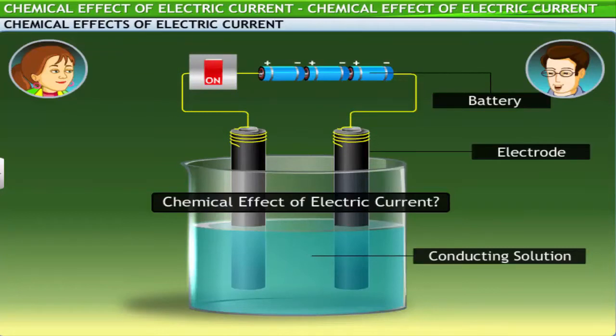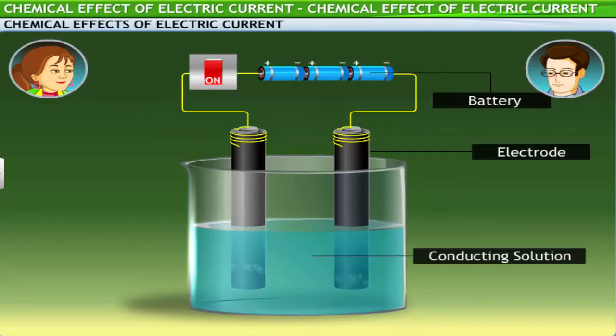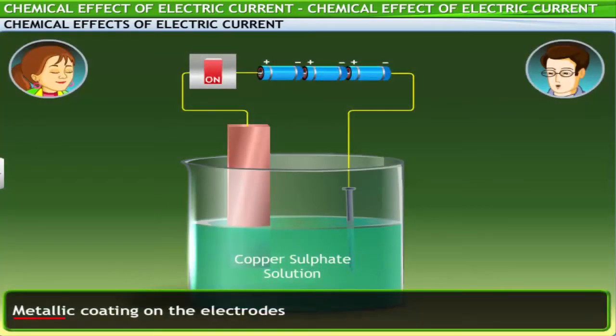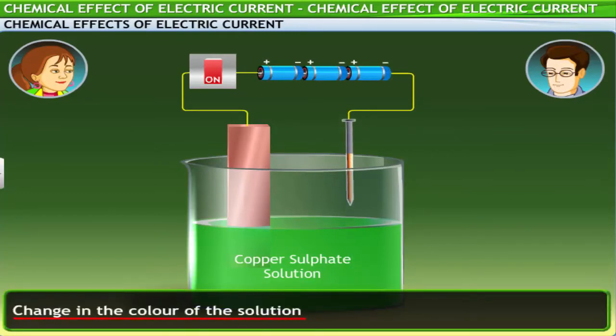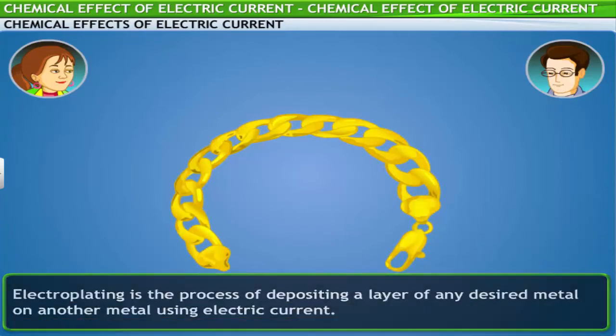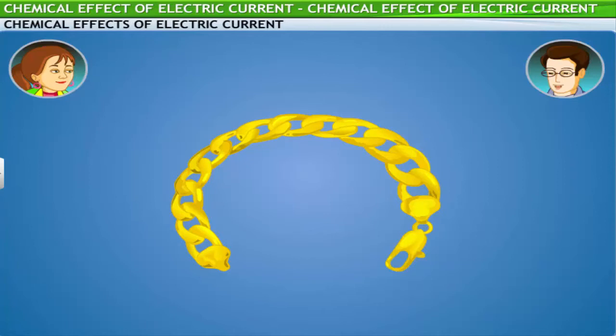When an electric current is passed through a conducting solution, it causes chemical reactions that can lead to formation of gas bubbles at the electrodes, deposit of a layer of metallic coating on the electrodes, or change in the color of the solution. Electroplating is the process of depositing a layer of any desired metal on another metal using electric current. It is the most common application of chemical effects of electric current.